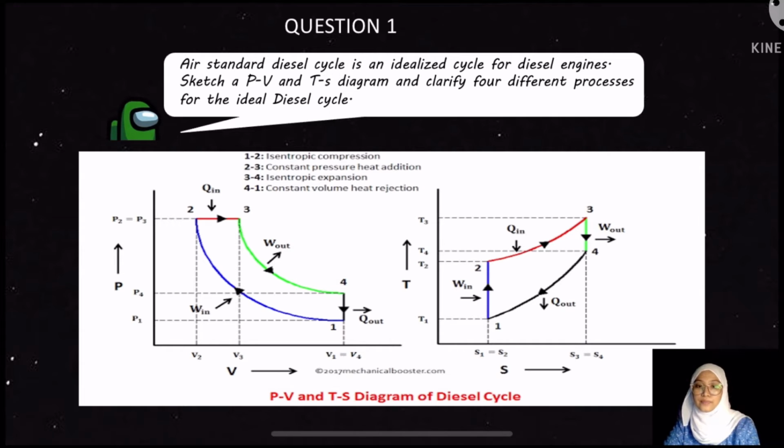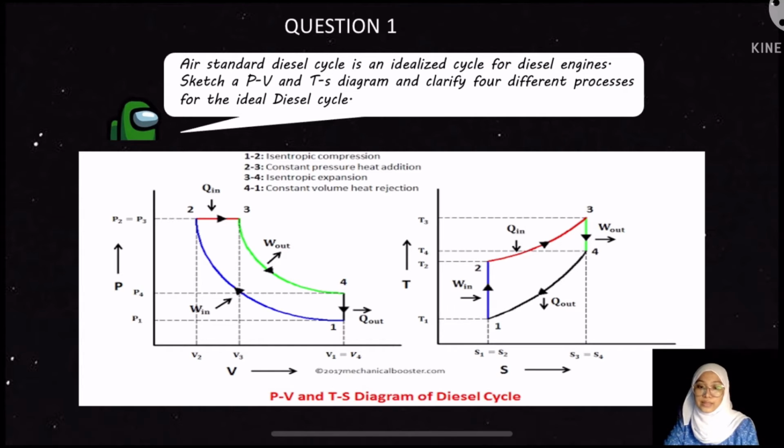Process 3-4. Isentropic expansion. In this process, after heat addition, the expansion of air takes place isentropically and work is obtained from the system. The piston moves downward during this process and reaches BDC. The pressure falls from P3 to P4. Volume increases from V3 to V4. The temperature falls from T3 to T4 and entropy remains constant.